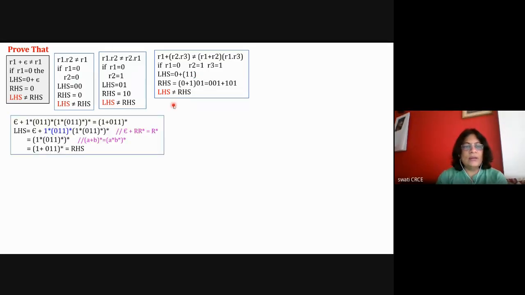Okay, now here in the next example you have to prove. It is a slightly more difficult problem where you have to apply the identity. Here you have to prove that the left hand side expression is nothing but the right hand side expression.